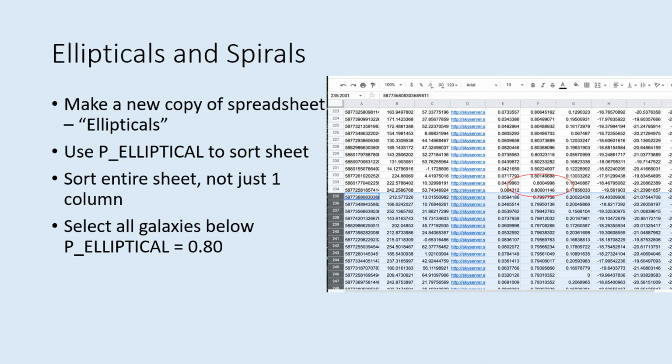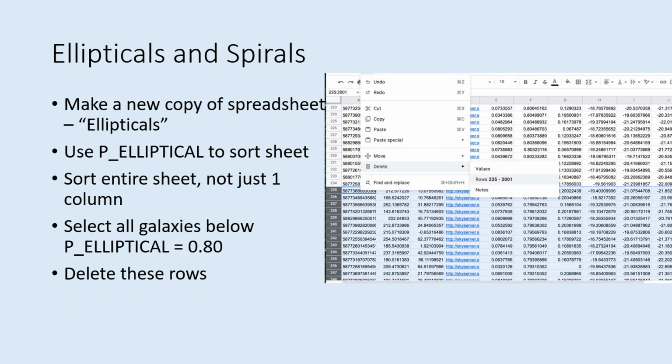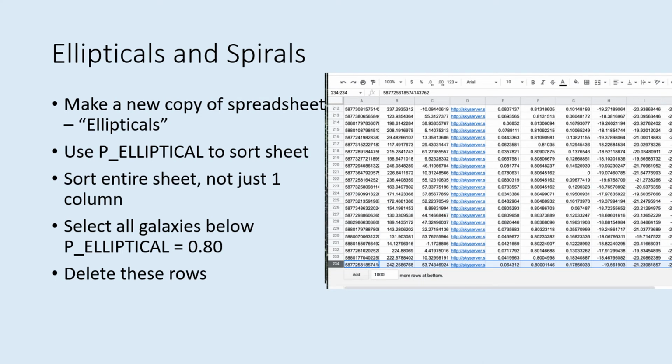Use the Edit Delete command to delete all of these rows. This means your table is now much shorter than before. In this case, I've gone from 2,000 lines to a little over 200. But these 200 are all galaxies that I know are ellipticals.